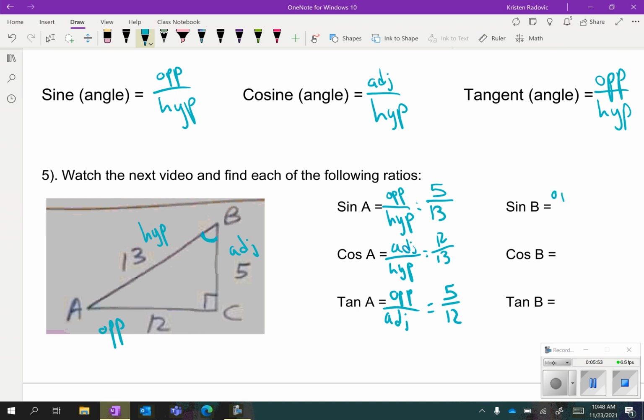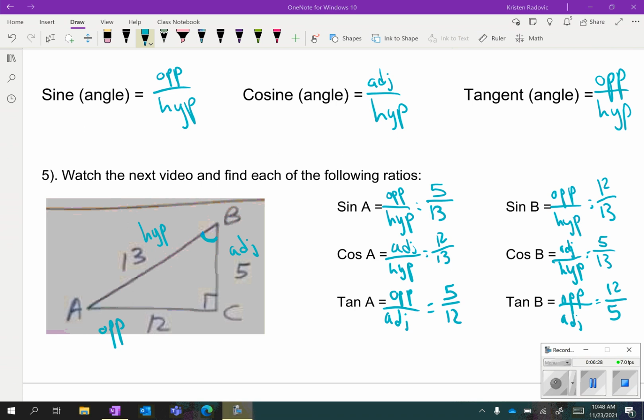So sine is opposite over hypotenuse. My new opposite value is 12 over 13. Cosine is adjacent over hypotenuse. That means I'm going to be looking at 5 over 13. And then finally, tangent is opposite over adjacent. My opposite is 12, and my adjacent is 5.